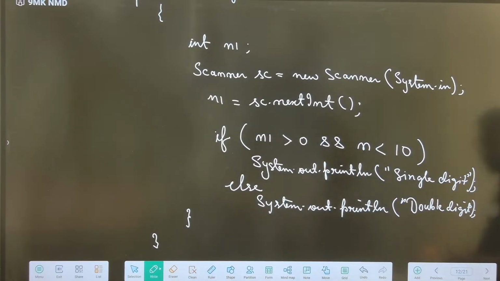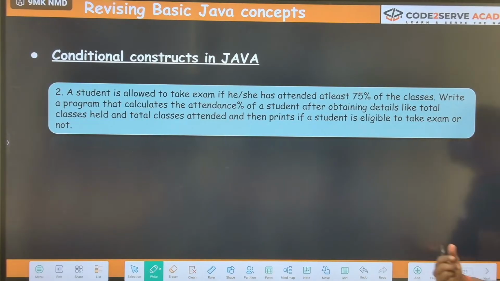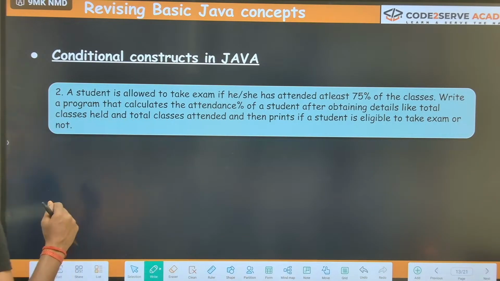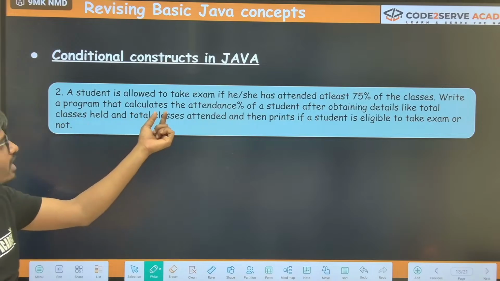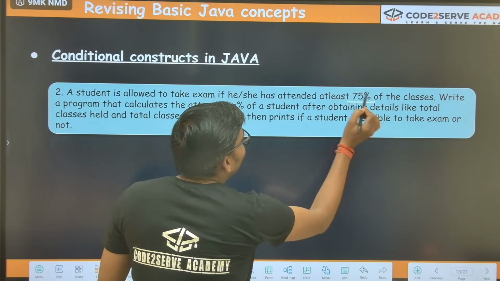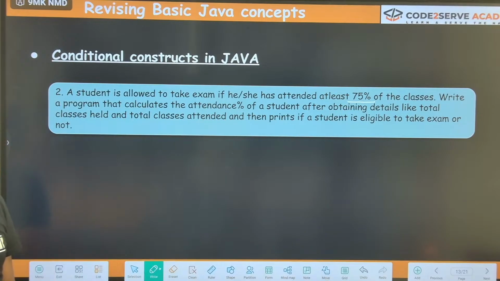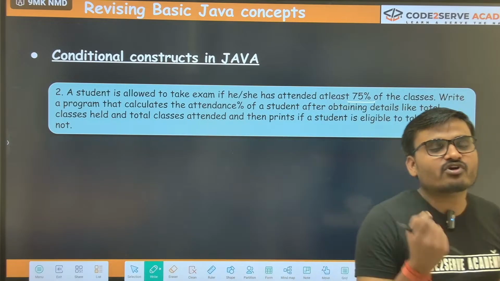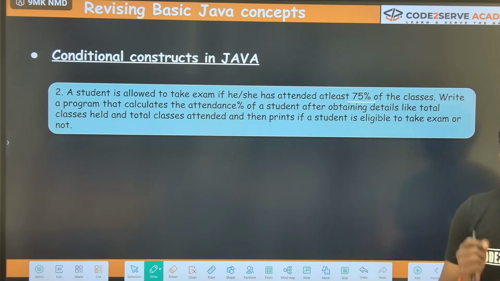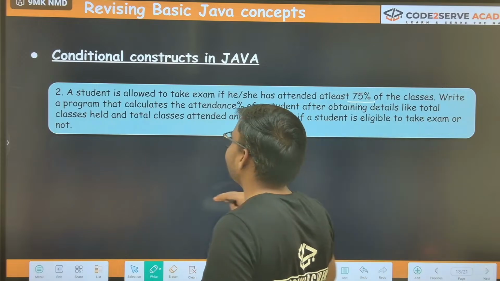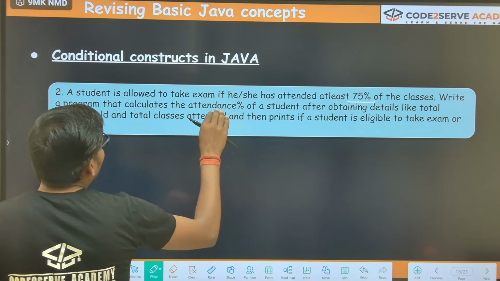Now let's move forward to the next part. We have conditional construct, it's the same topic that we were dealing. Here the question is, a student is allowed to take an exam if he or she has attended at least 75% of the classes. So suppose you are going to school and your school only allows you to give your exam if you have attended 75% of the total classes that was held during that academic session. All right. So 75% of the classes, write a program that calculates the attendance percent.